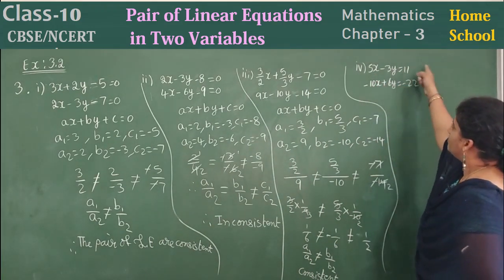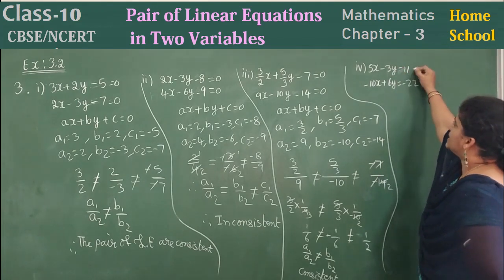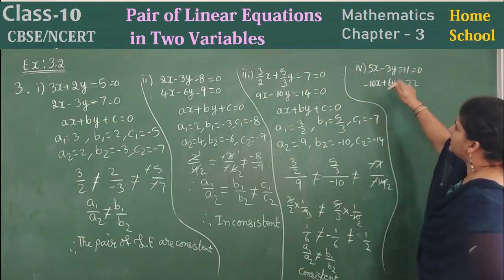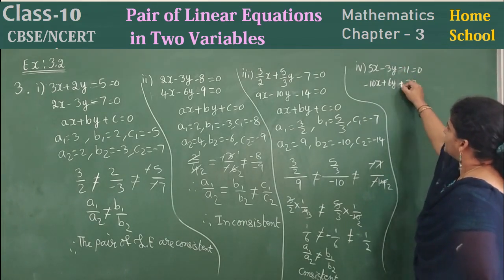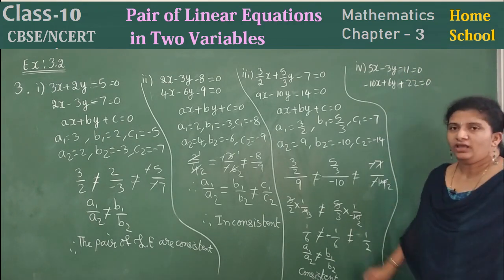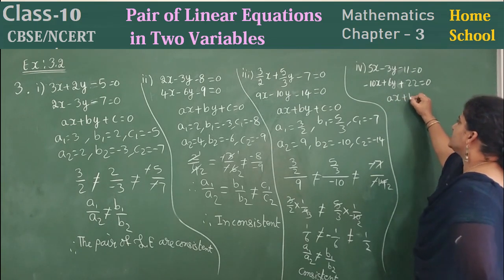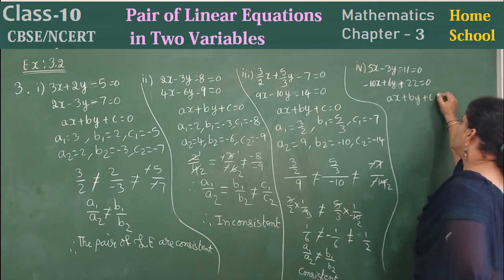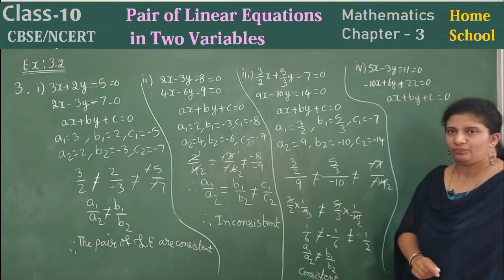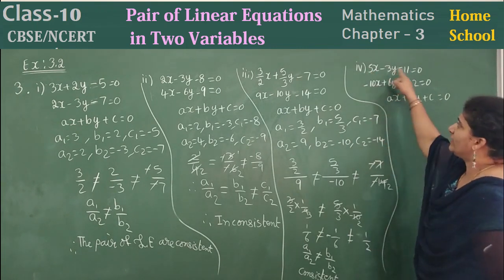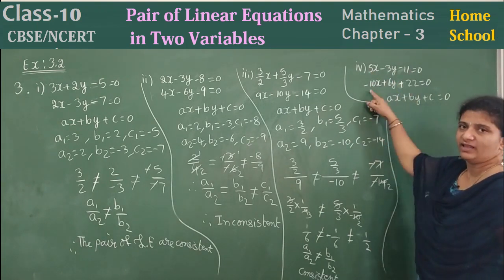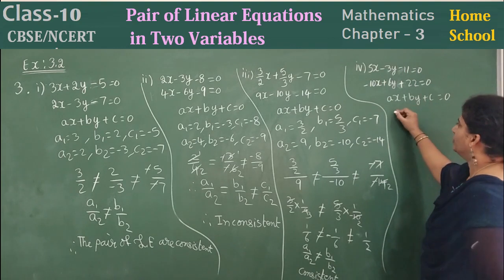Let's see the fourth problem here. Again, see the problem. Bring 11 this side, minus 11, and bring minus 22 this side. It becomes plus 22. Okay. Now compare the two equations with the standard form ax plus by plus c equal to 0. Right? So, two equations, I will write a1, b1, c1, a2, b2, c2.